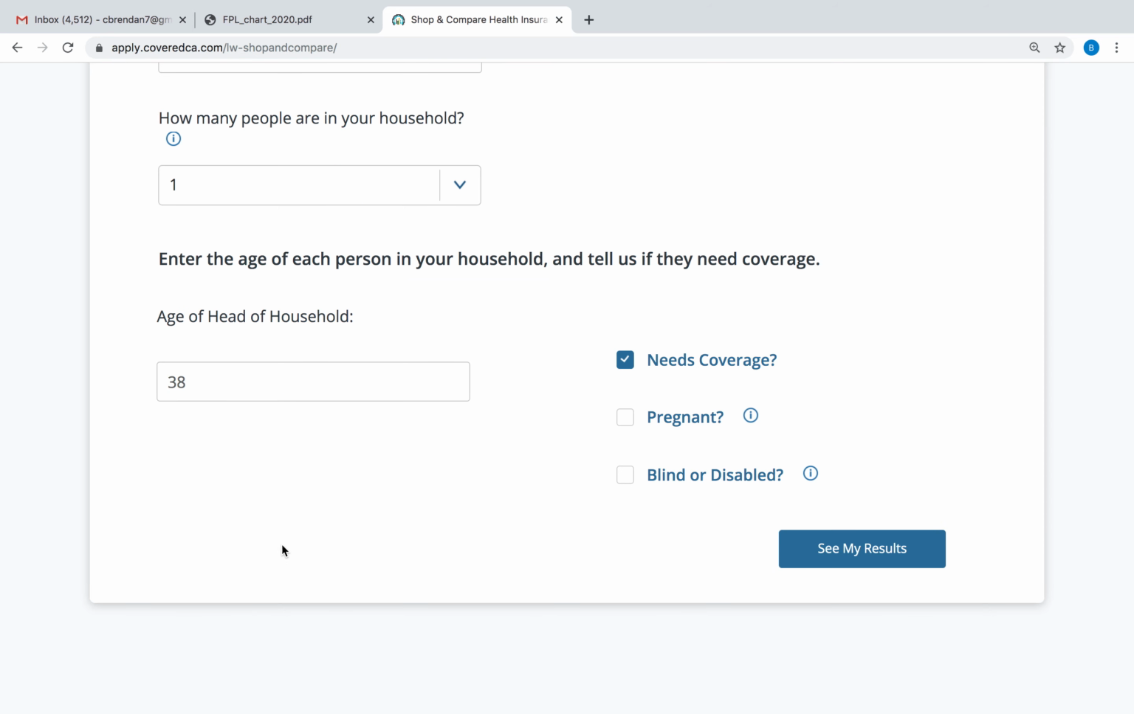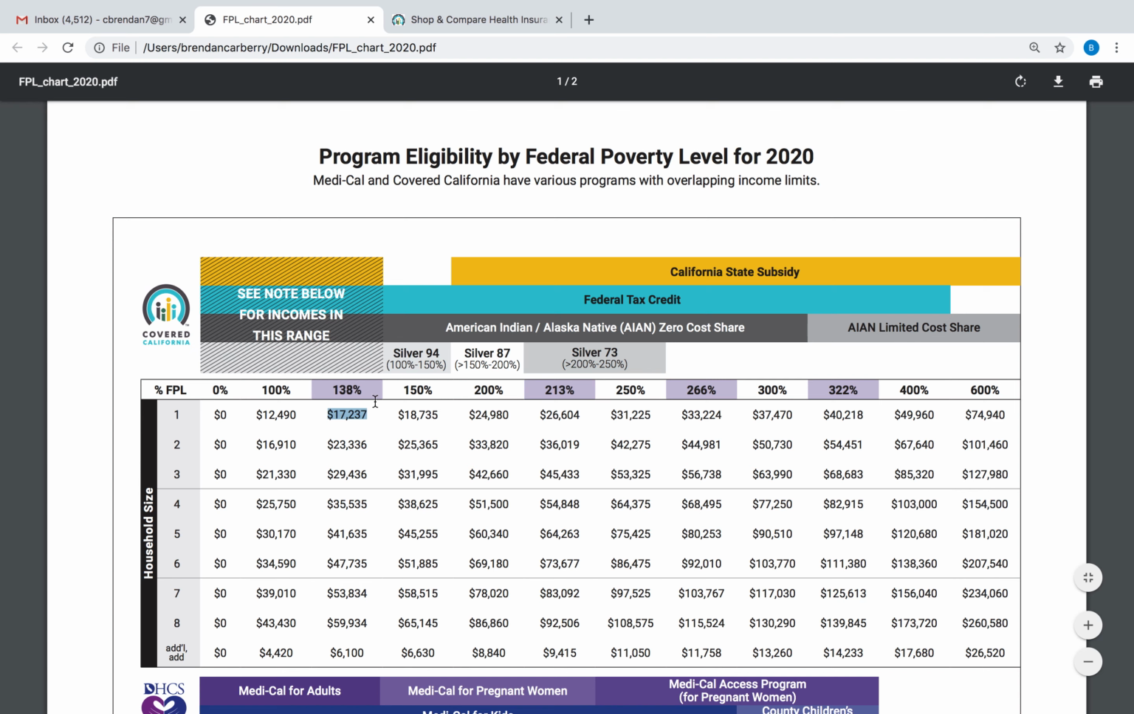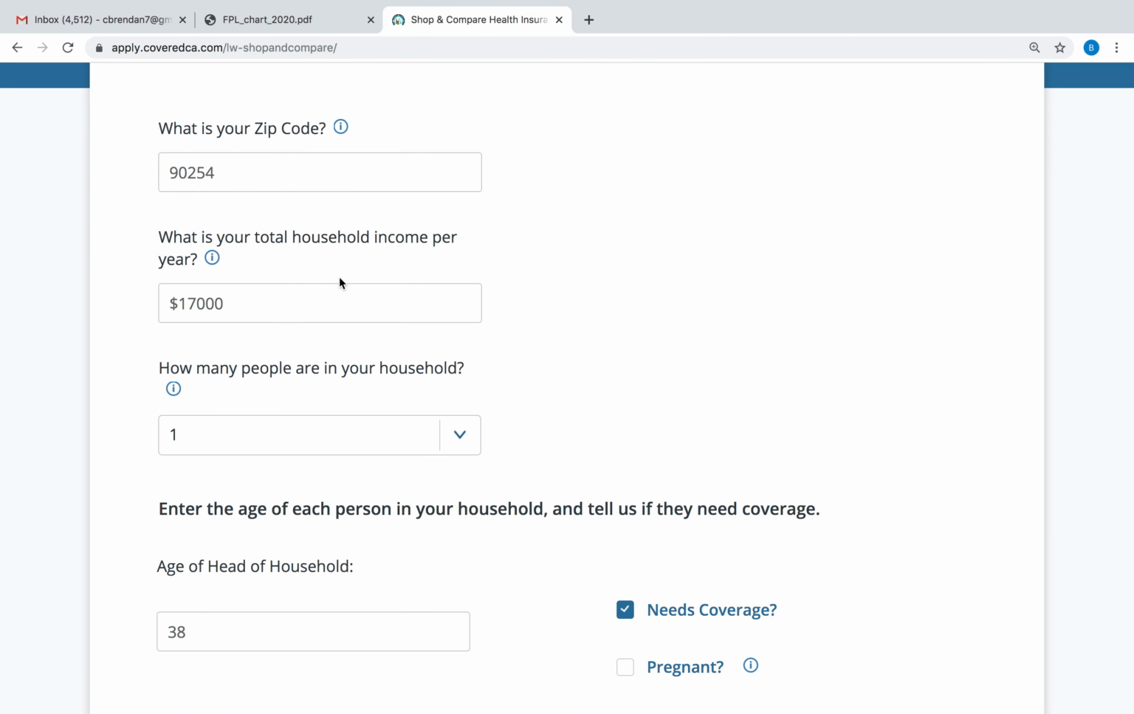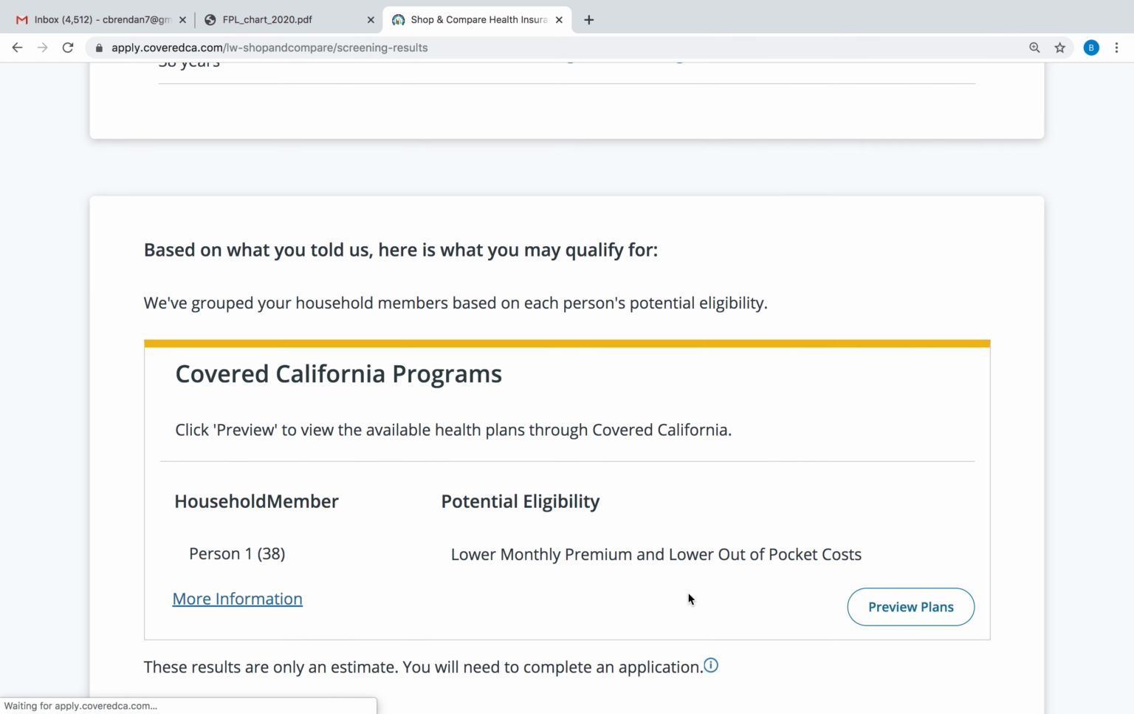So let's go back and let's try over the 17,237. Well, how about 17,500? Okay, let's take a look. Okay, there you go. You qualify for Covered California. Okay, and let's preview the plans.